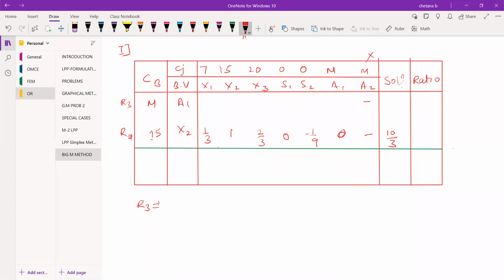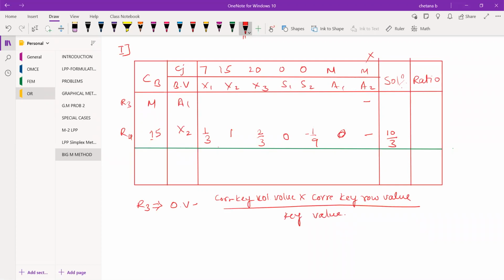For row R3, all these are the R3 row, what you can see are the new values. We have already seen how to calculate the new values in the previous class. That is, old value minus corresponding key column value multiplied by corresponding key row value divided by key value. Now, as we are into the next class of the LPP, I'll make a change here.